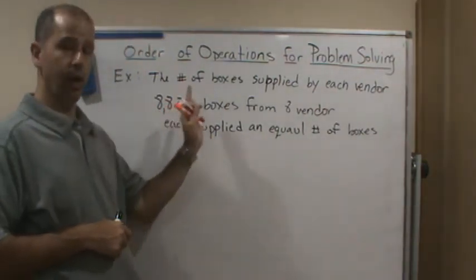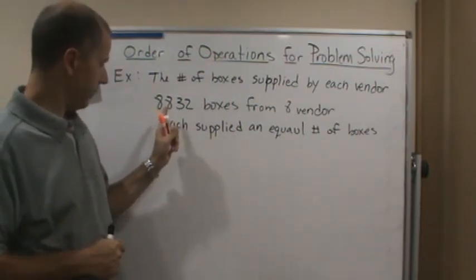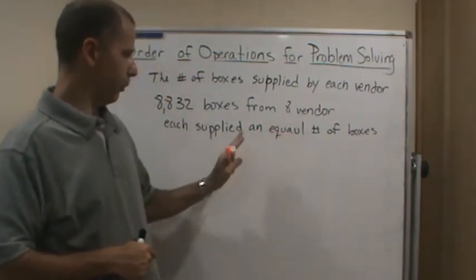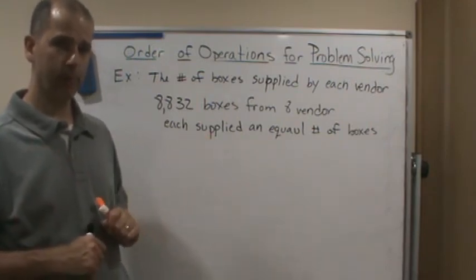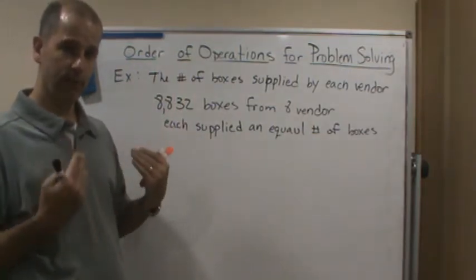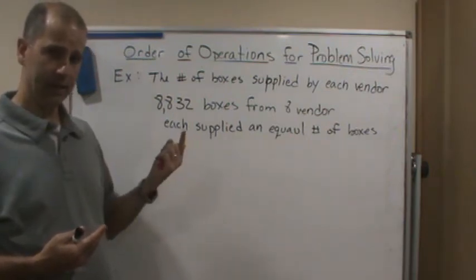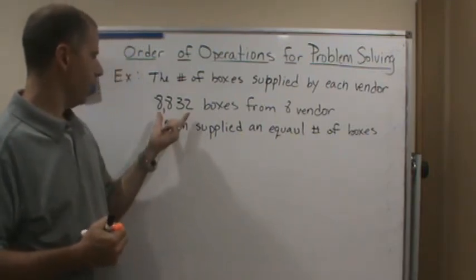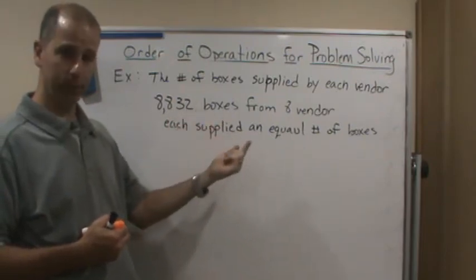Okay? And so now the relationship, what's the relationship? Well, what kind of operation are we going to have to do here? If we have 8,832 boxes from 8 vendors, and we know that each vendor supplied the company with an equal number of boxes of baseball cards, and we want to find out how much each vendor supplied, what kind of operation are we going to do here? Adding, subtracting, multiplication, division, what is it? Well, in this case, we're trying to break up this number into 8 equal pieces.